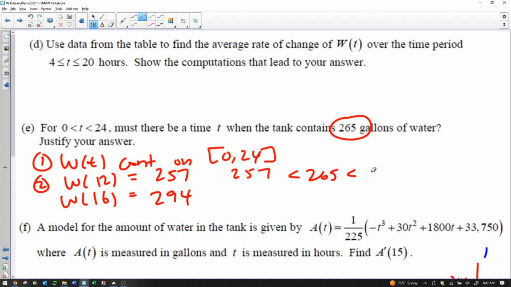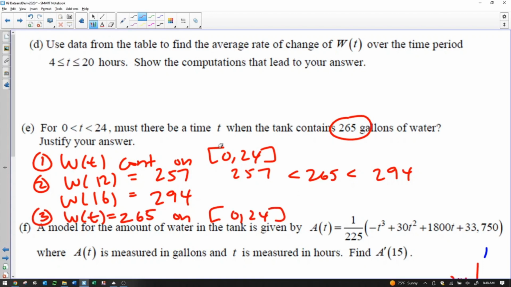So 265 is between 257 and 294. Oh, I actually could have used 0 and 24 also. You guys see, I could have used 0 and 24 because that would have worked too, because 265 is between those values. And then finally, number 3, I'll say, yes, there is a time when W(t) is equal to 265 on that interval, on 0 to 24.